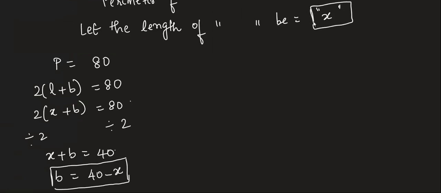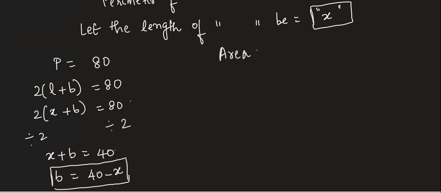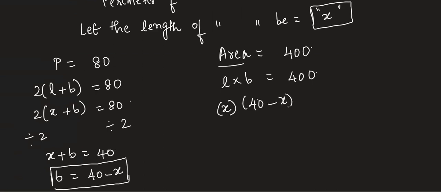Now next, how do I find the equation for this? Since I'll have to find the discriminant, I want the equation. For that, use the area formula. The area of the rectangular park is given as 400 meters square. The formula for the area of a rectangle is L into B, so L into B is equal to 400. Now L is x and B is 40 minus x, which is equal to 400. Let's solve this. x into 40 will be 40x, and x into minus x will be minus x square, which is equal to 400.